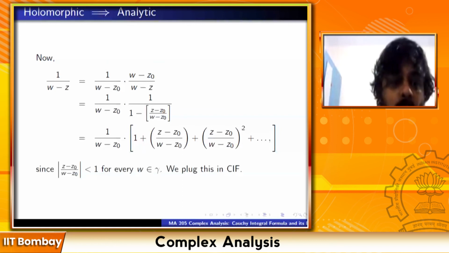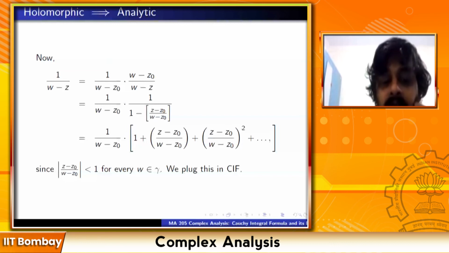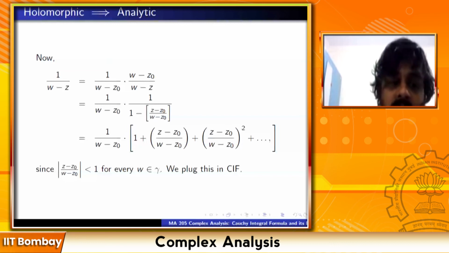Since mod of (z minus z0) upon (w minus z0) is less than 1. So geometric series converges if the successive terms have ratio whose modulus is less than 1. So we are in that range.